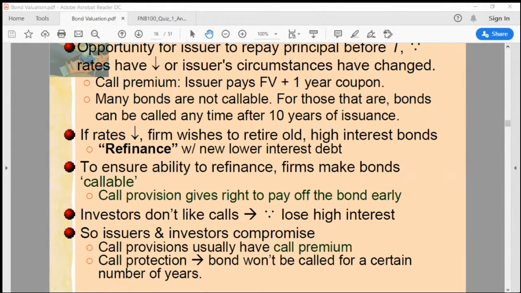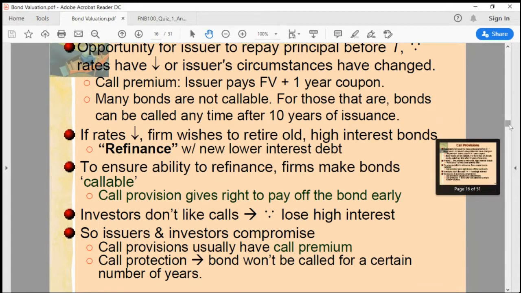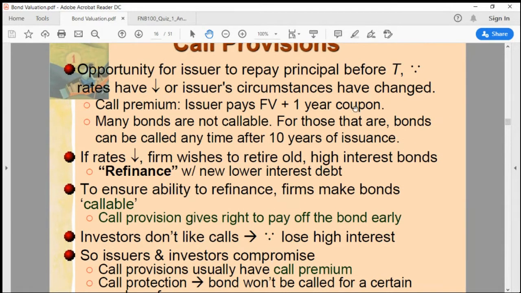What is the call in the bond? Call means the right to recall or buy back the bond. Okay, so it's still an option to buy back or recall the bond. And who recalls the bond? Of course, the issuer of the bond, right?